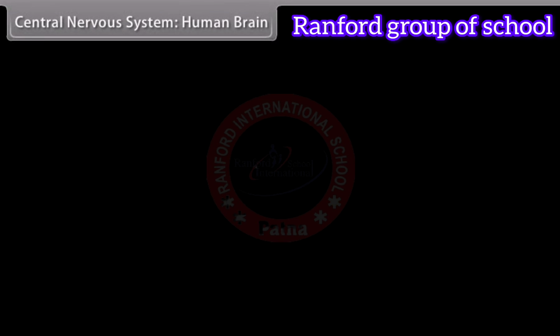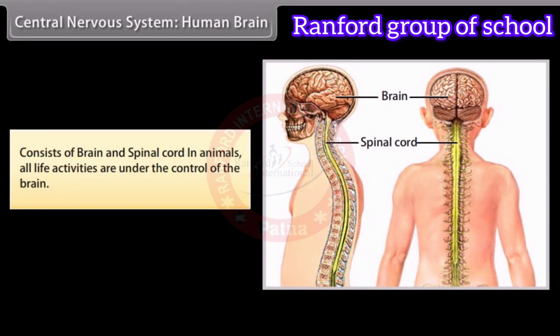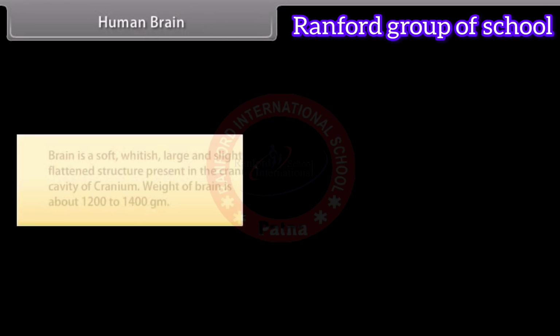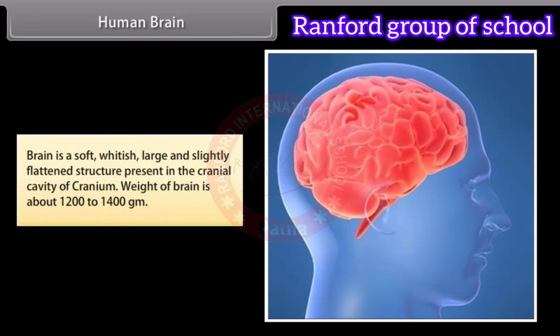Central nervous system. Central nervous system consists of brain and spinal cord in animals. All life activities are under control of the brain. Human brain. Brain is a soft, whitish, large and slightly flattened structure present in the cranial cavity of cranium. Weight of brain is about 1200 to 1400 grams.